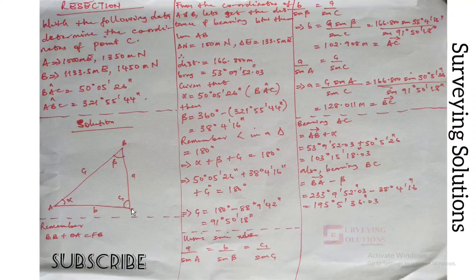So the idea behind resection is that from point C, you can make observations to point A and point B, thereby locating this point C, by determining the coordinates of point C.